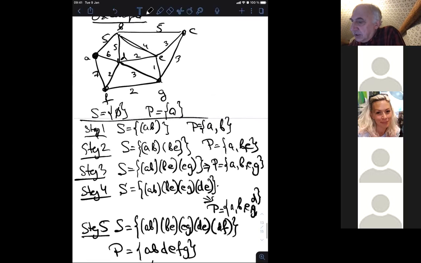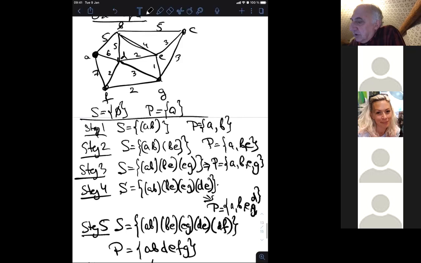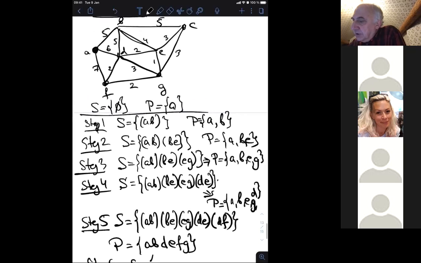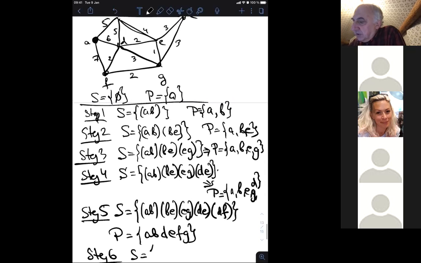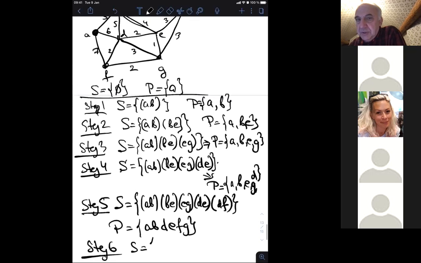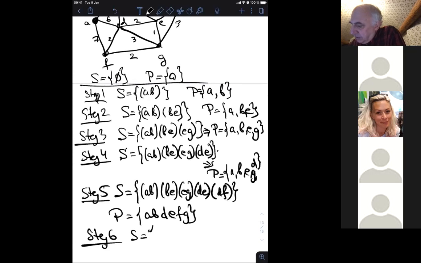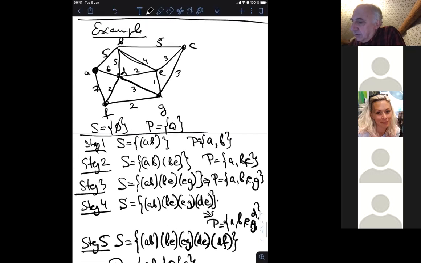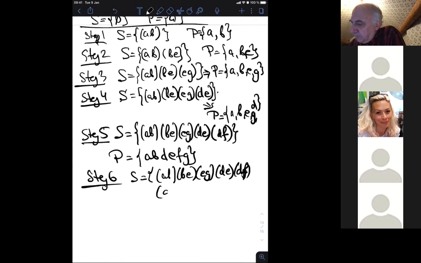Okay, so C is connected to the rest of them by either the edge EC or the edge GC, whichever we want to choose. This doesn't matter much. So let's choose, for example, CG. So we have AB, BE, EG, DE, DF, and the last one would be CG. And then we're done.